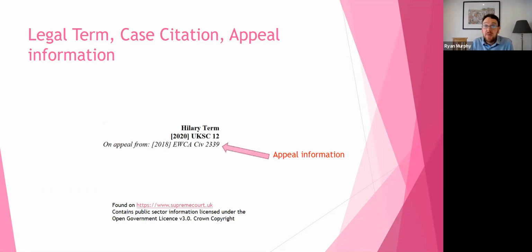Then you can see that there's some appeal information, so you can tell some of the procedural history of this case. We know that this case, as a result of the information on the screen, was decided in 2018. The EWCA Civ tells us that this was decided in the Court of Appeal Civil Division, CA Court of Appeal, Civ Civil Division, and that we know that this is the Court of Appeal of England and Wales. So EWCA, the Court of Appeal of England and Wales, its civil division.